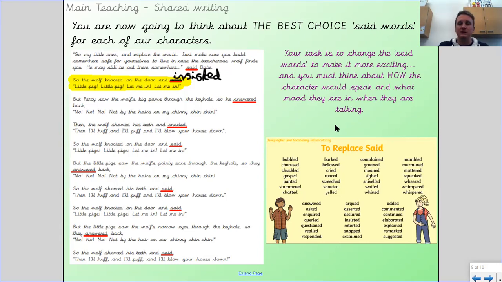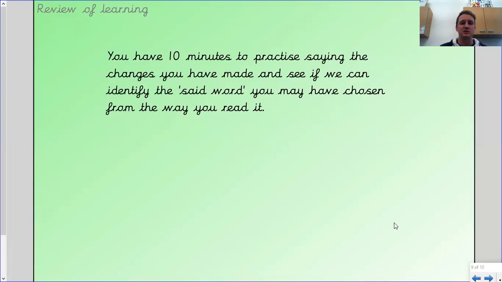So that is what I want you to do. That is today's task. I want you to choose maybe 3, 4 or 5 pieces of speech. Get them in your book. And then I want you to change the word said to another word that means the same thing. Once you have done that, I just want you to have a play around with it. I want you to practice saying the changes you have made, and see if you can maybe play with a family member at home and they have to guess what word it is that you've changed it to.